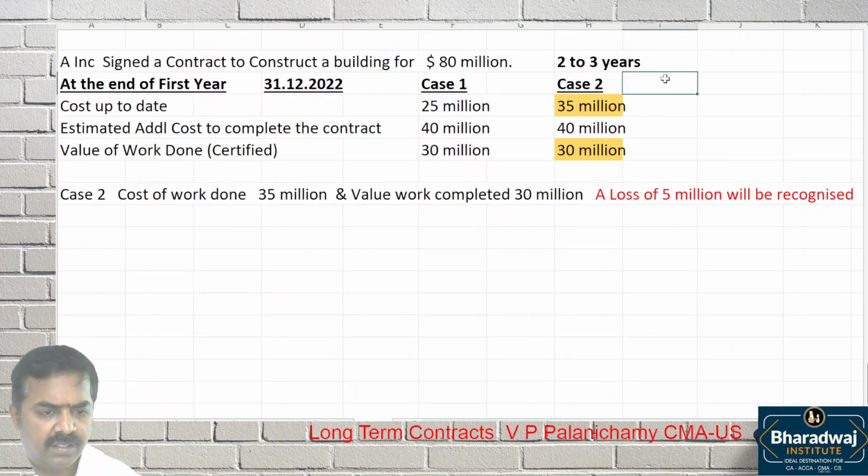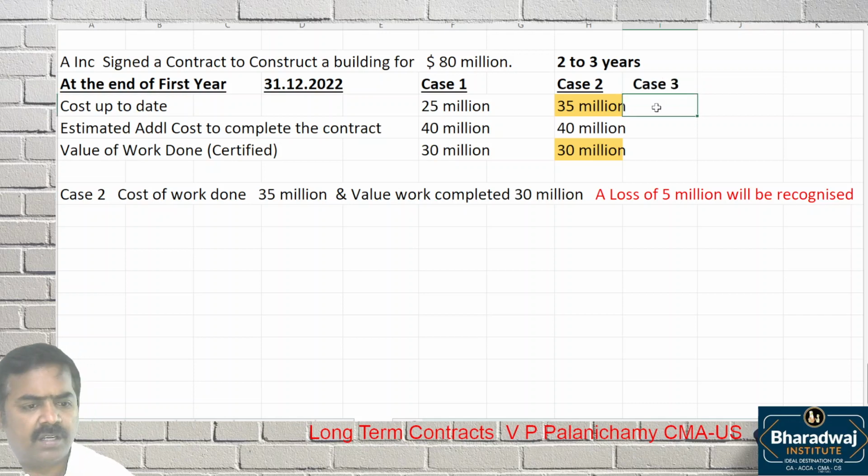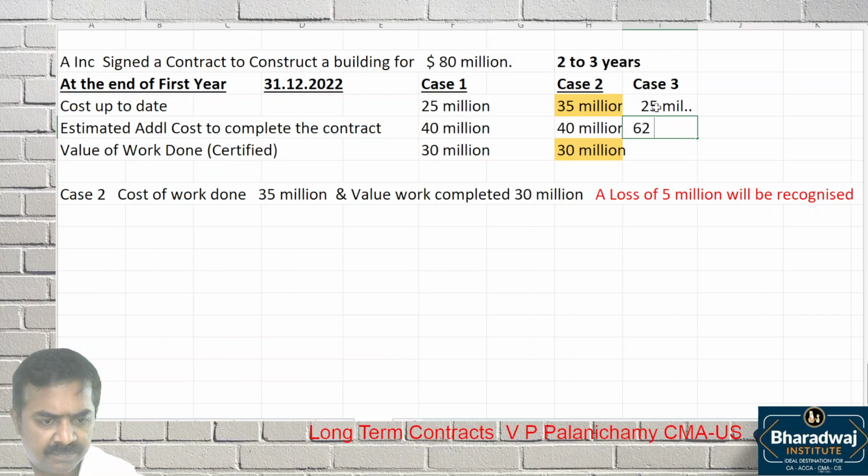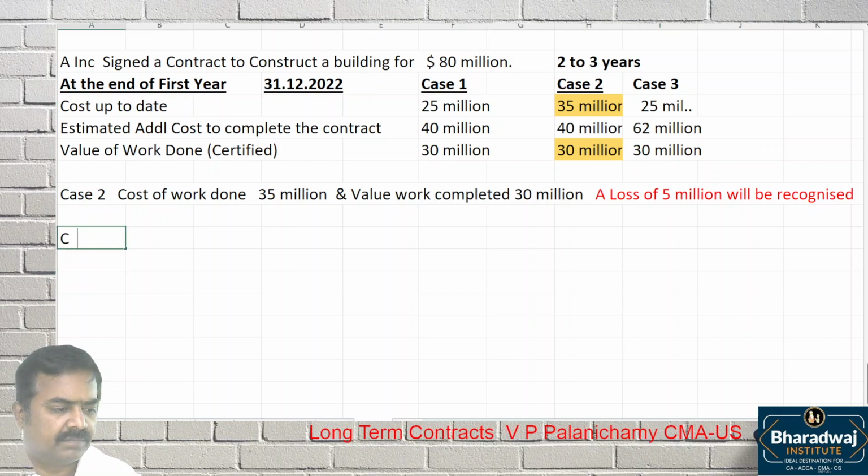No, wait. Let me go for case 3. Cost up to date is 25 million. Estimated additional cost is, let's assume, 62 million. Work done up to date is 30 million. See, at present it will appear like there is a profit. Case 3. What is the value of work done?